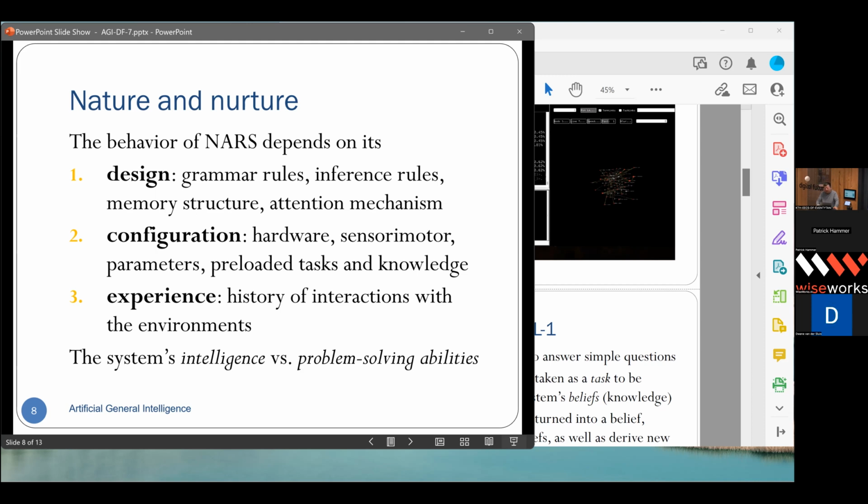We don't want to confuse the two. I think a lot of the problem in current AI research is to confuse the two. And instead of focusing on intelligence, they're focusing too much on concrete problem-solving capability, which is useful, of course, but it's a different story.